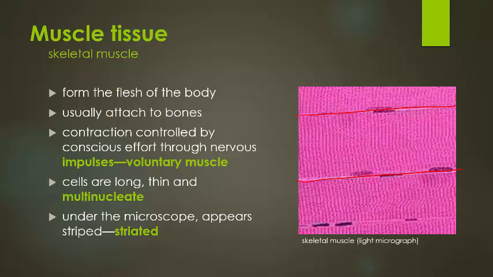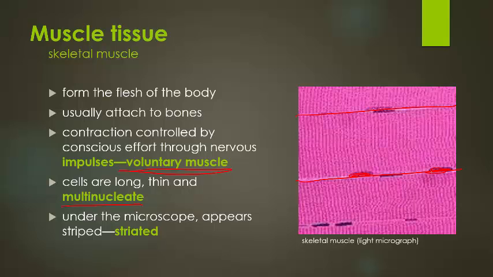Most skeletal muscle is controlled through conscious effort, through nervous impulses. And so we talk about skeletal muscle as voluntary muscle, because we can think it and make it move. And these cells are very long and thin, and they are, what does that word mean? Multinucleate. That means they have multiple nuclei. And what you're seeing, these dark parts here, those are the nuclei. And usually they are around the periphery of the cell.